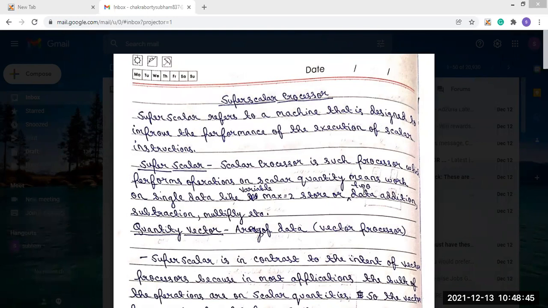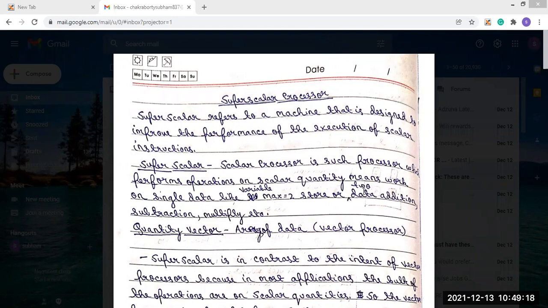The superscalar processor is basically in contrast to the intent of the vector processor, because in most applications the bulk of the operations are on scalar quantities. This superscalar is widely used. Now, in the example of vector processing, I have said that when a large amount of data is needed, in that case vector processing is required.